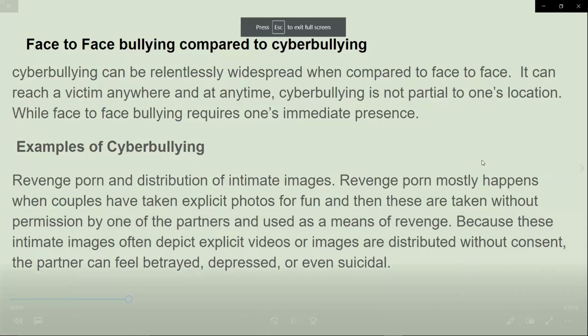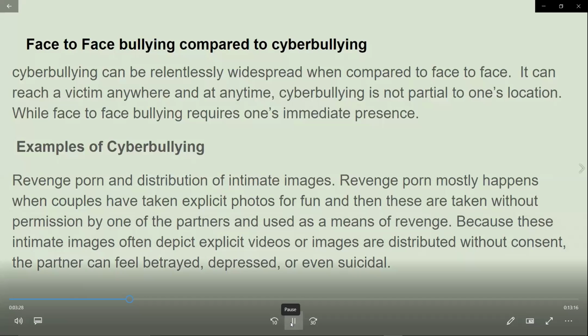From the recording, face-to-face bullying is different from cyberbullying. Cyberbullying can be relentlessly widespread when compared to face-to-face. It can reach a victim anywhere and at any time. Cyberbullying is not partial to anyone's location, while face-to-face bullying requires one's immediate presence.